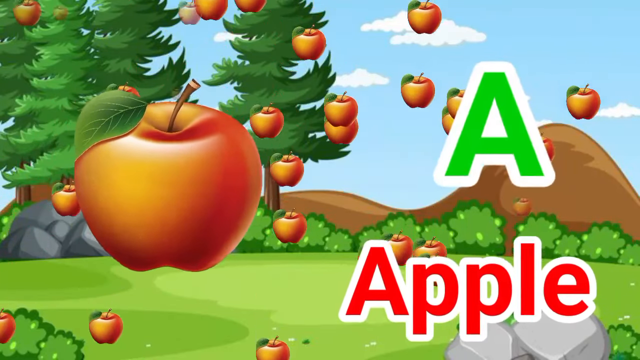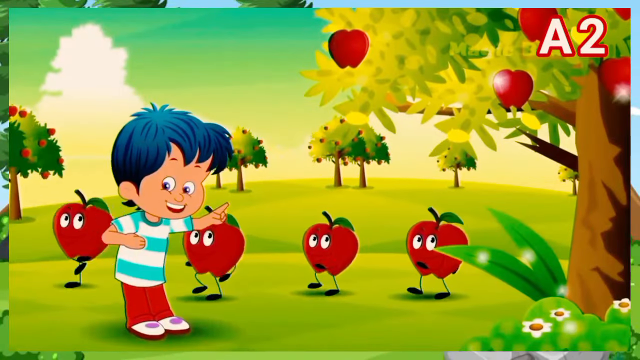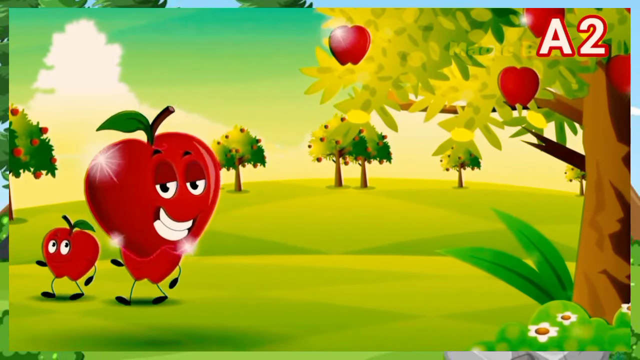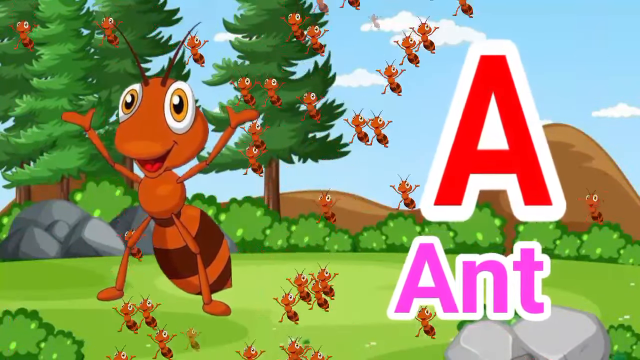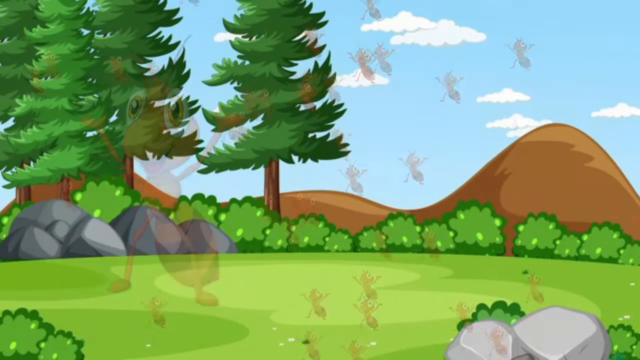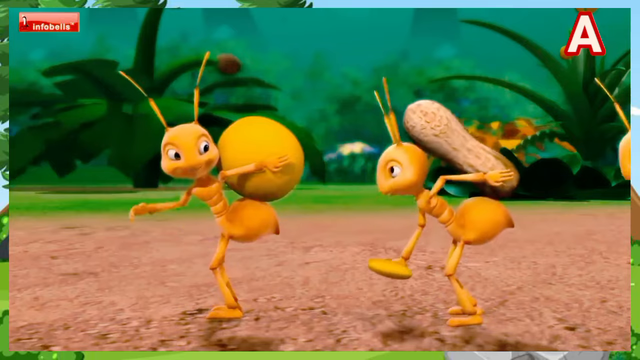A. A for apple. Apple means seb. An apple and I grow on a tree. A. A for ant. Ant means chitti.